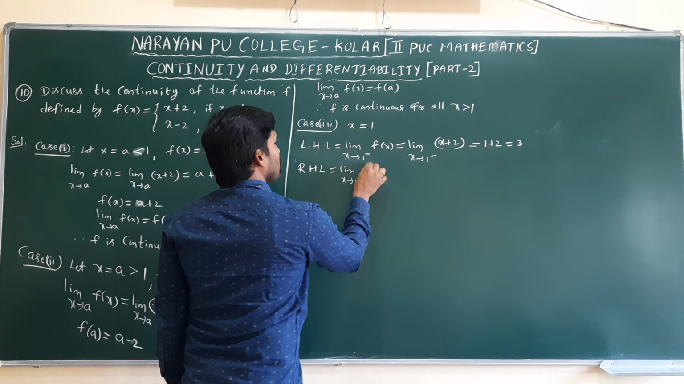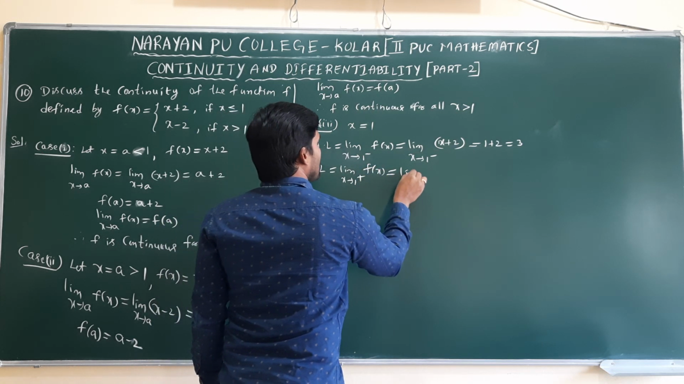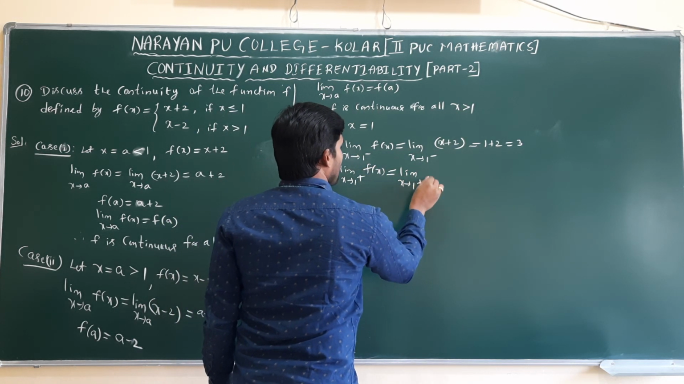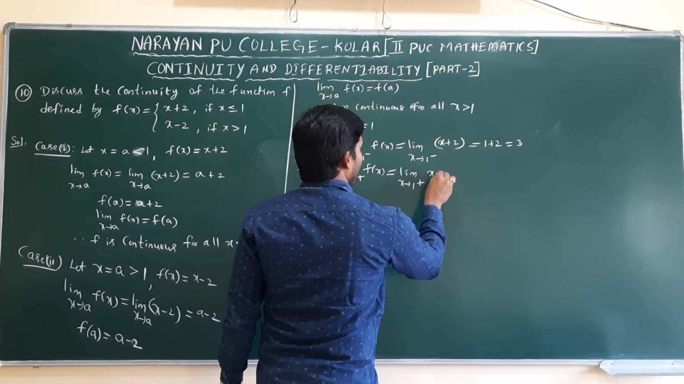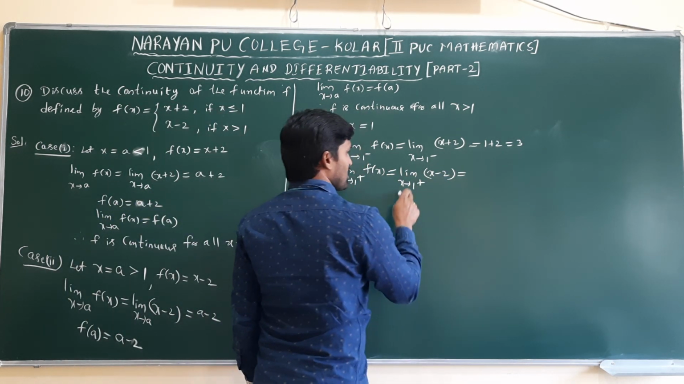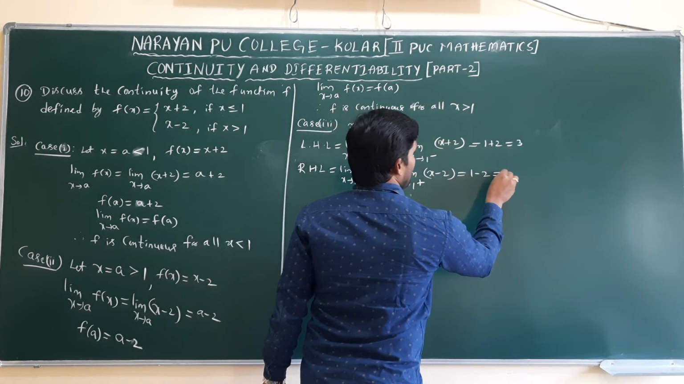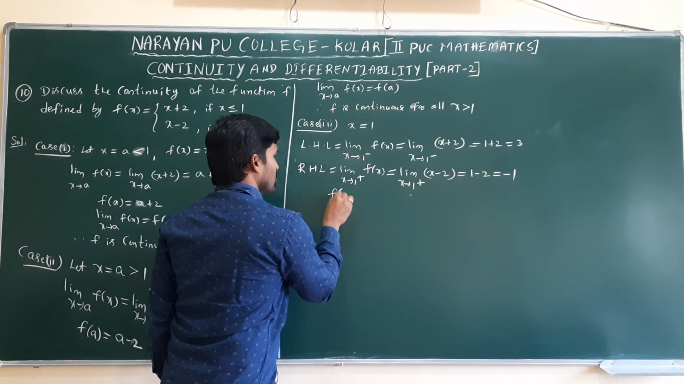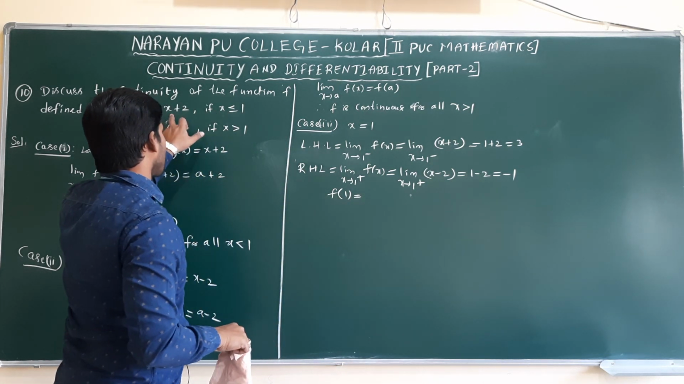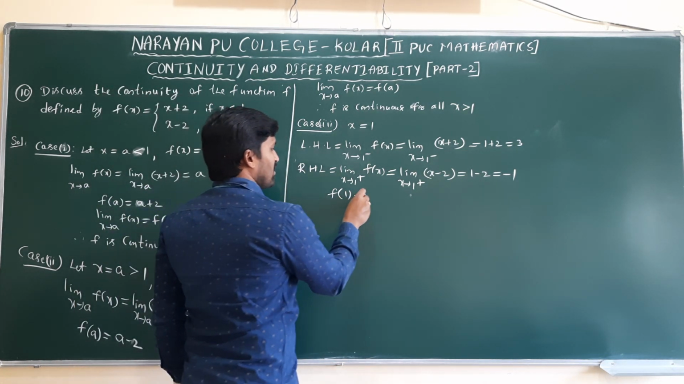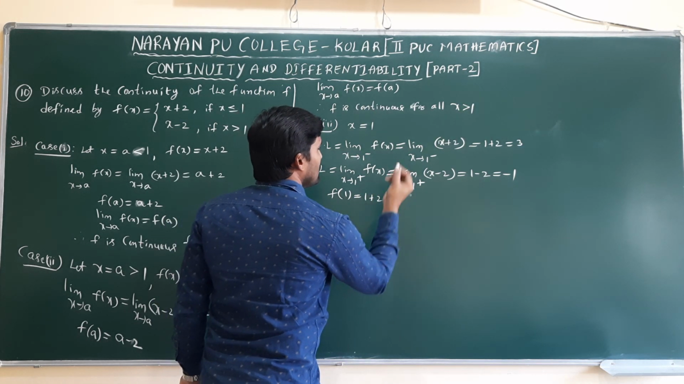Limit as x tends to 1 plus of f of x. 1 plus means x is greater than 1. For x greater than 1, what is the function? x minus 2. In the place of x substitute 1, so 1 minus 2, that is minus 1. Next, f of 1. At x equal to 1, what is the function? x plus 2. The x value is 1, that is 1 plus 2 equal to 3.